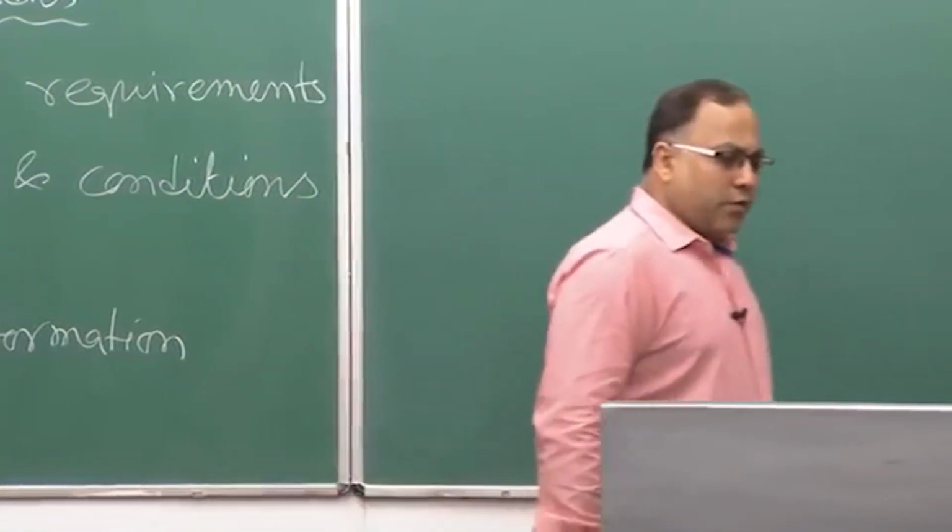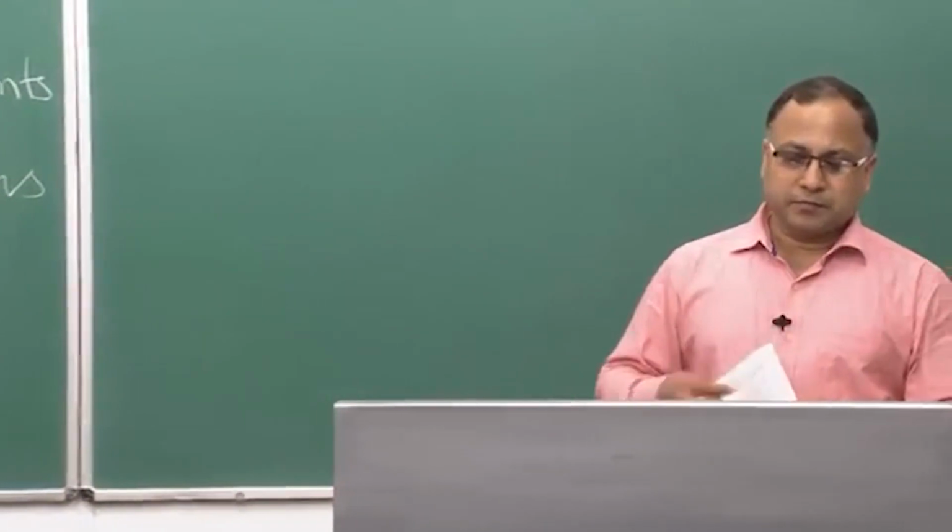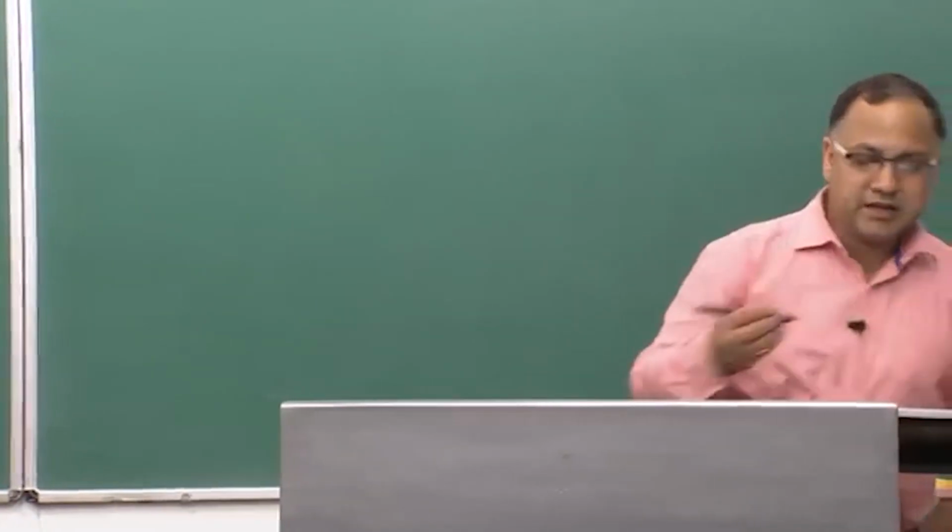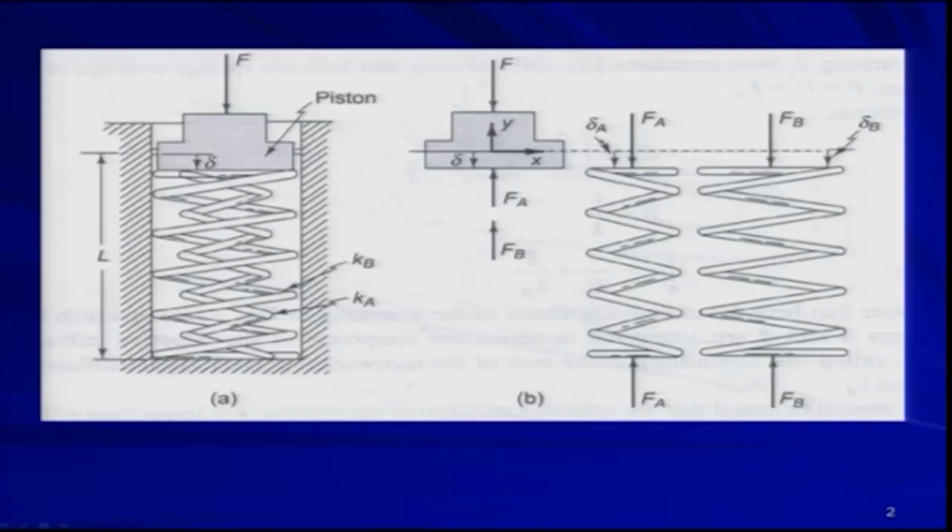Okay. So, a very simple example we are taking here. What example? There is a cylinder. Inside the cylinder there are two springs, spring A and spring B, defined by the spring constants Ka and Kb. And you know what the spring constant is, right? It is the force required for unit displacement. So, that is nothing but the spring constant.